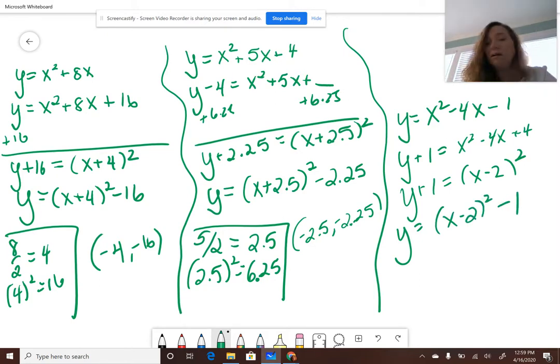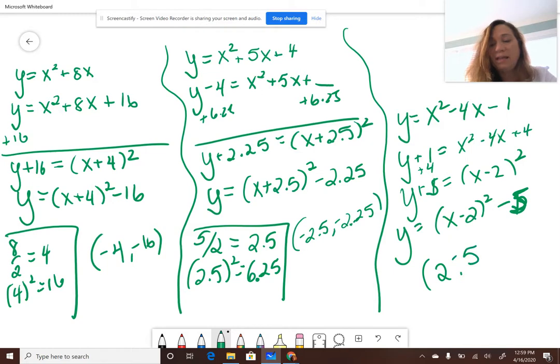Whoops, I made a mistake. Sorry, I forgot to add 4 to both sides. So that's a 5. That's a 5. Look at that. Common error, right? So then you get 2 comma -5 as your vertex.